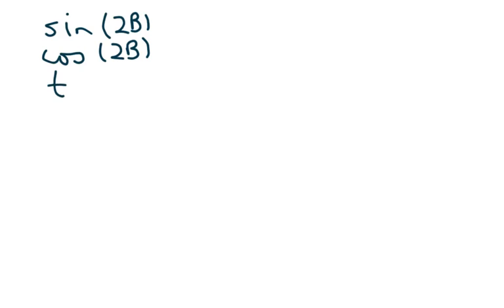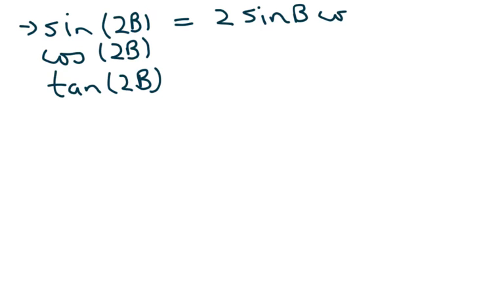Okay, the next ones we're going to do are the double angles. So we're going to do sine of 2 beta, cosine of 2 beta, and tan of 2 beta. And remember, I told you to change this to beta here. It makes it easier. We know that our formula here is 2 sine of beta times cosine of beta. You can use one of 4 formulas here.